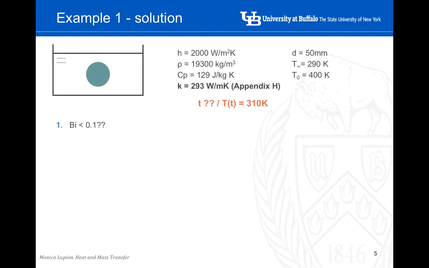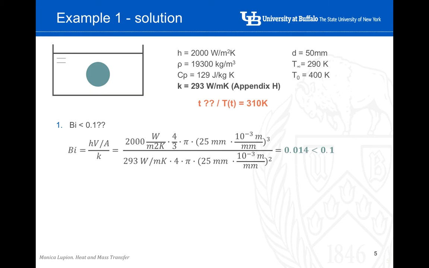First of all, we need to ask ourselves, is the Biot number very small? Because if that is the case, then we know that the resolution of the problem will be simplified quite a lot. So let's calculate the Biot number first. The Biot number is defined as the convective heat transfer coefficient times the volume of the body over the area and over the thermal conductivity.